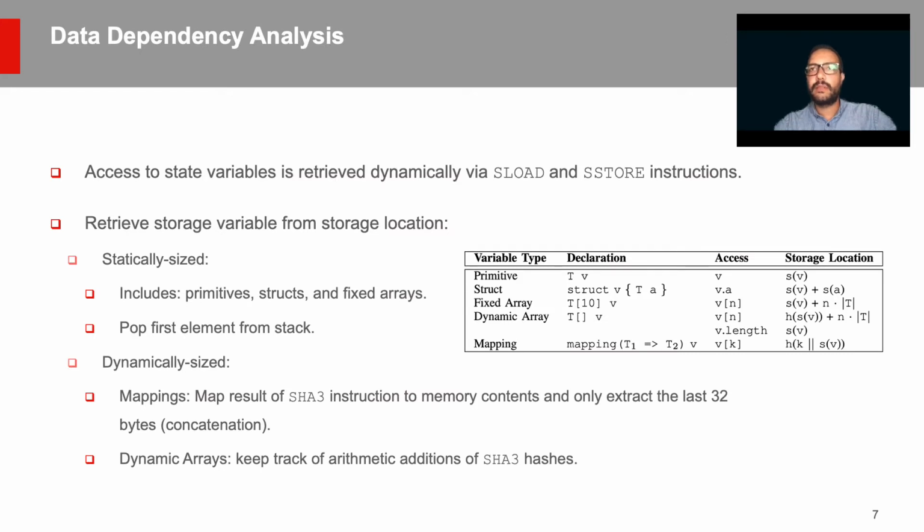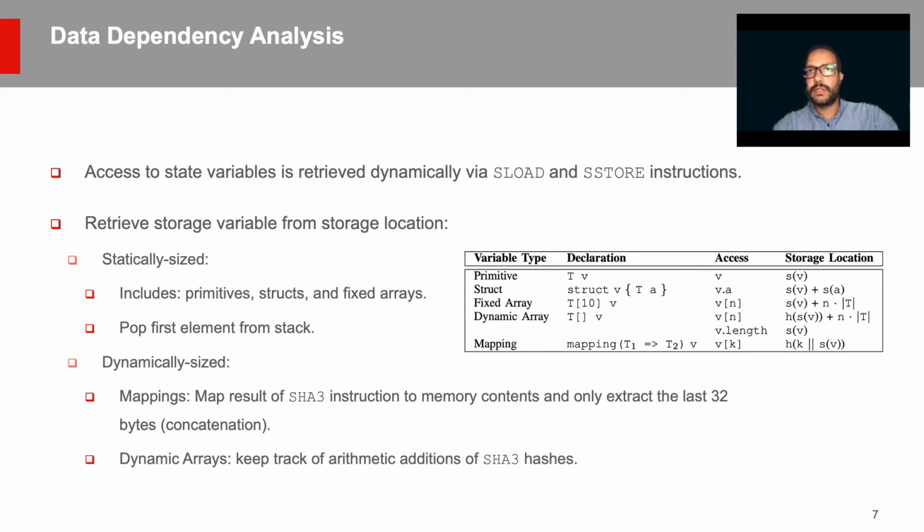Now, another important aspect of our fuzzer is the capability to combine transactions in a meaningful way by leveraging data dependencies across individual transactions. Our fuzzer infers access to state variables dynamically during execution by observing access to storage instructions such as load and store. Our goal is to retrieve the access to a variable and not necessarily the exact storage location. We differentiate between statically sized and dynamically sized variables. Statically sized variables include primitives such as integers and booleans, but also structs and fixed arrays.